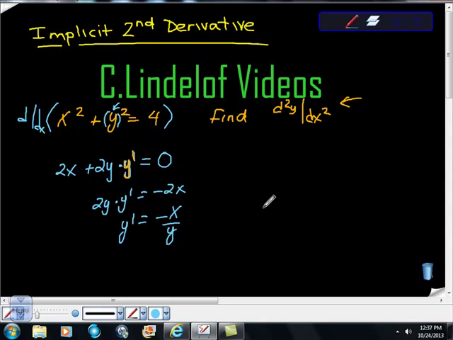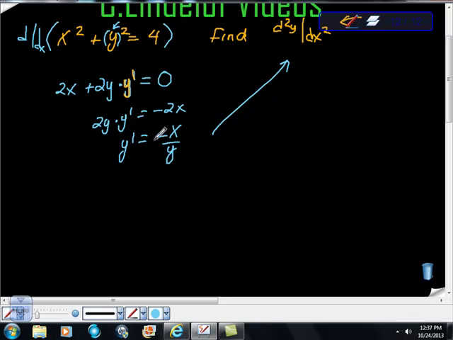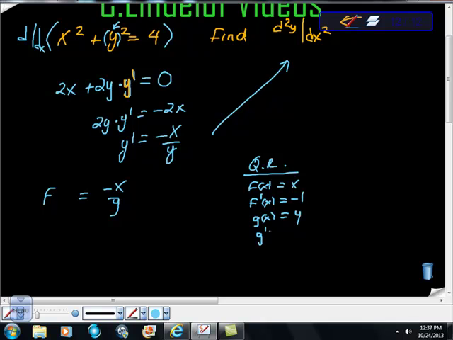So then what I'm going to do is this. Okay, this is the first derivative. We're asked to find the second derivative. What I always do is I just pretend that this is not the first derivative. Just say, okay, my function is equal to negative x over y, and I'm going to use the quotient rule here. f of x is equal to x, f prime of x is equal to negative 1. g of x is equal to y, g prime of x, the first derivative of y, is y prime.